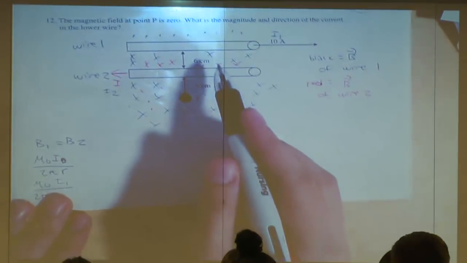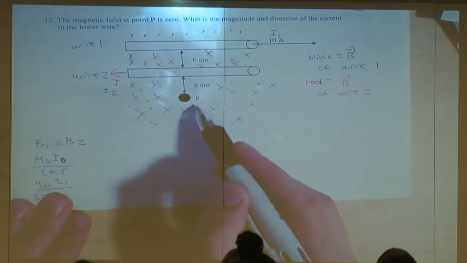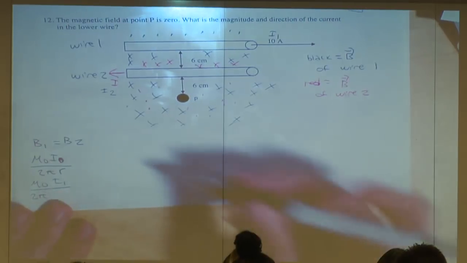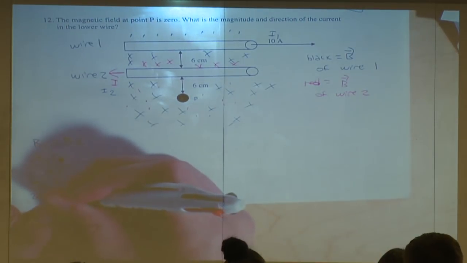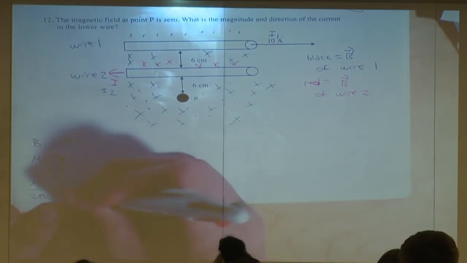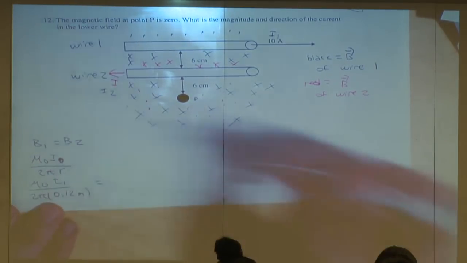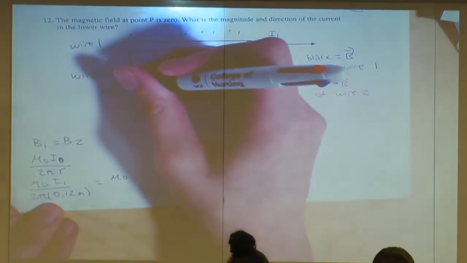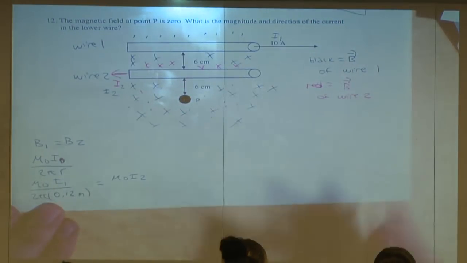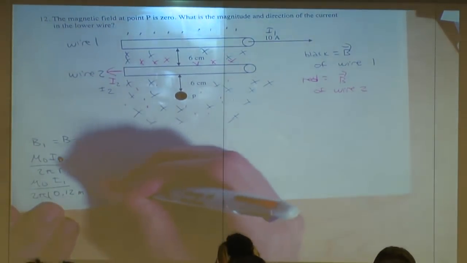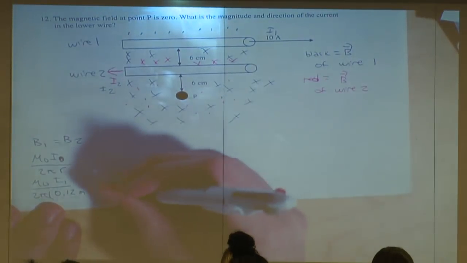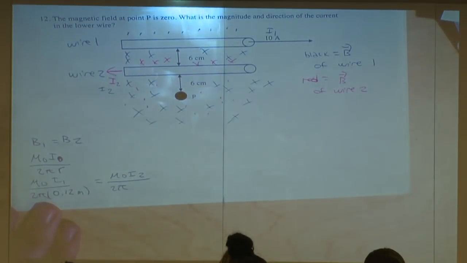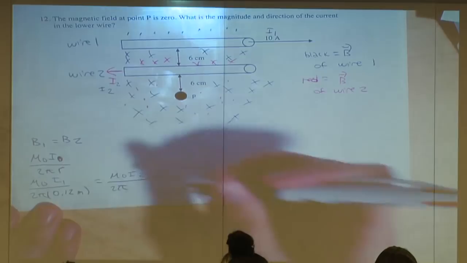If we look on here, the distance between point P and I1 would be 6 centimeters plus 6 centimeters. So that's going to be 0.12 meters. And then that's going to equal B2, which would be mu naught I2 over 2 pi. But in this case, point P is even closer to wire 2, right? So that's going to be 6 centimeters instead of 12 centimeters, so 0.06 meters.